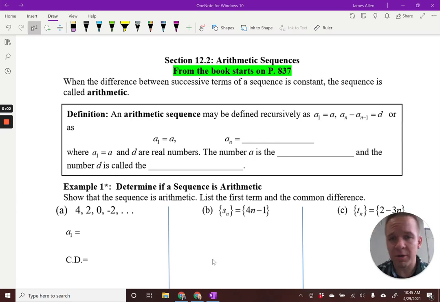It is time for 12.2, Arithmetic Sequences. So an arithmetic sequence is a sequence where we have a constant difference. It's going up by the same number or down by the same number, okay?